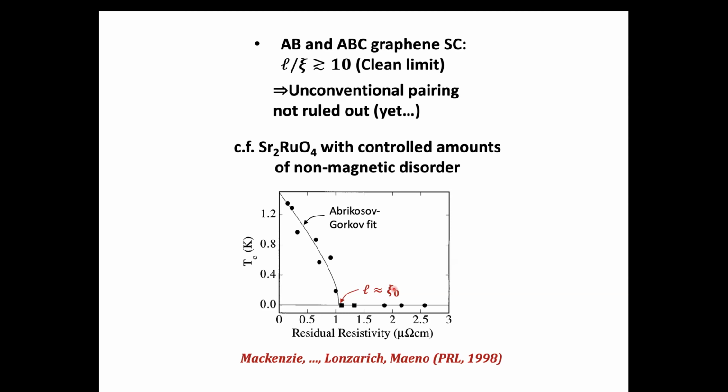So this is what you would expect in a non-S-wave, unconventional superconductors don't have a dirty limit. If the mean free path is shorter than the coherence length, superconductivity should just disappear. And this is not the case in these systems. So these are some properties of these superconductors. Any questions so far?